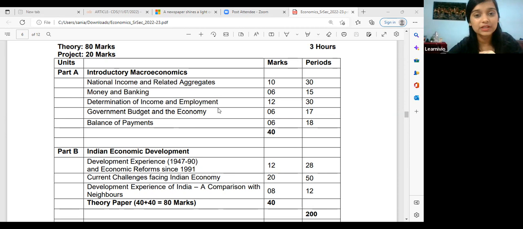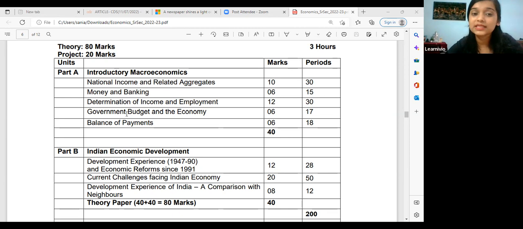And determination of national income and the employment is the highest marks. Why? Because over here, theory, concept, numerical, and diagrammatic approach, all 4 things are needed. You should be good in all the 4 things. Only then you can score very well in this unit. That's why this is the highest scoring, highest marks chapter.